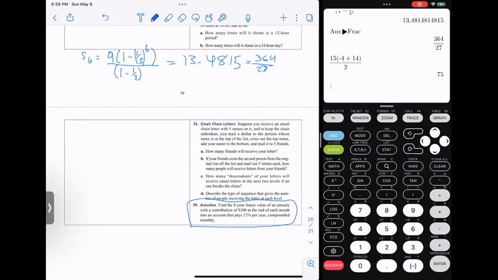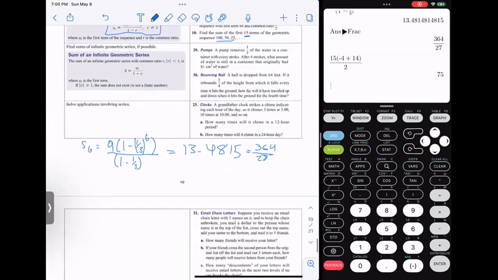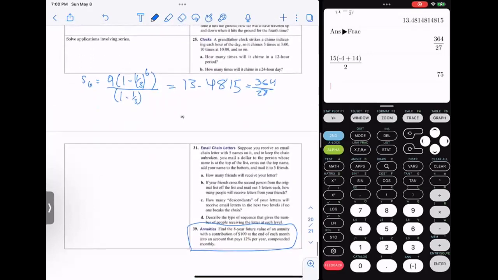Yep. Find the 8-year future value of an annuity with contribution of $100 at the end of each month with an account that pays 12% per year compounded monthly. I do not have that formula sheet with me. You can just tell me the formula and I can write it down. I think so. Annuity formula.